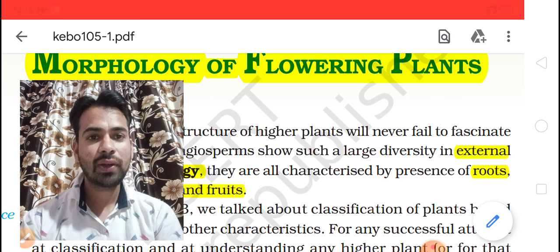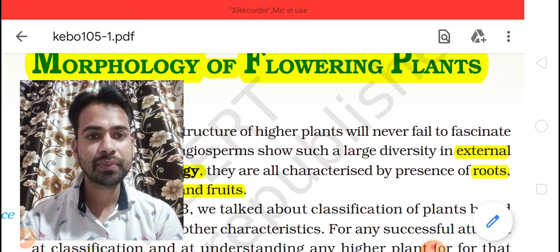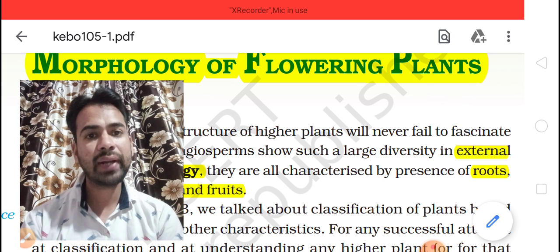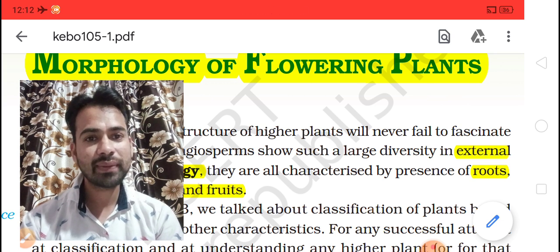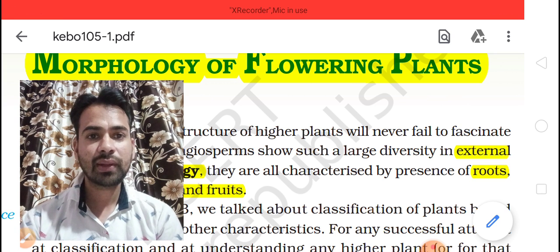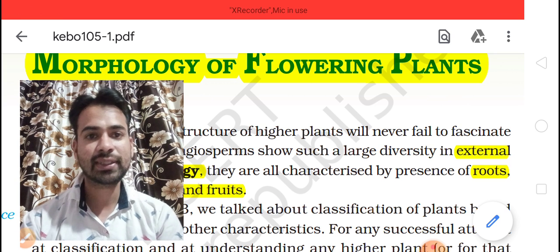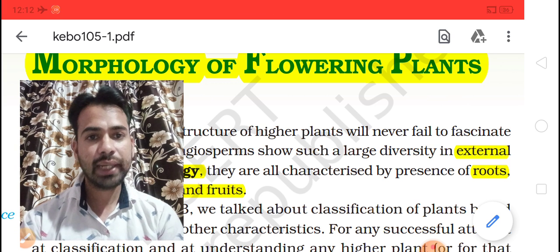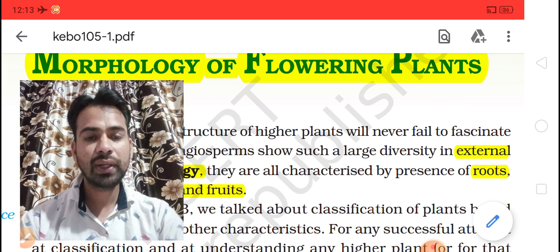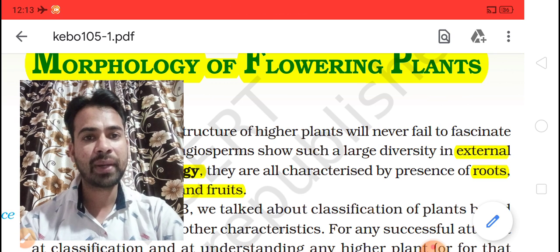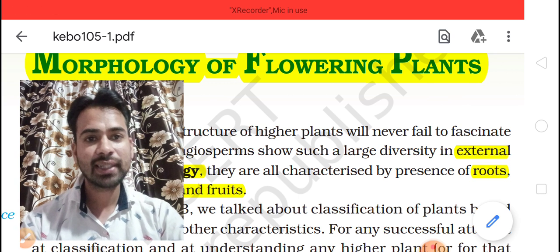Do you know what is morphology? Morphology is external character or external features. And flowering plants, that is angiosperms. In chapter number 3 we have discussed angiosperms. Angiosperms are higher plants that bear flowers. So in this chapter, we are going to discuss the morphology of flowering plants. So let's start the topic.